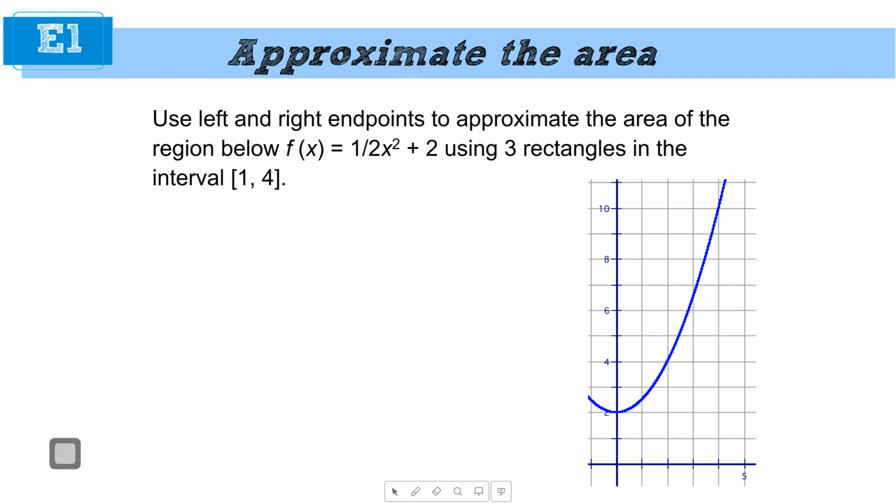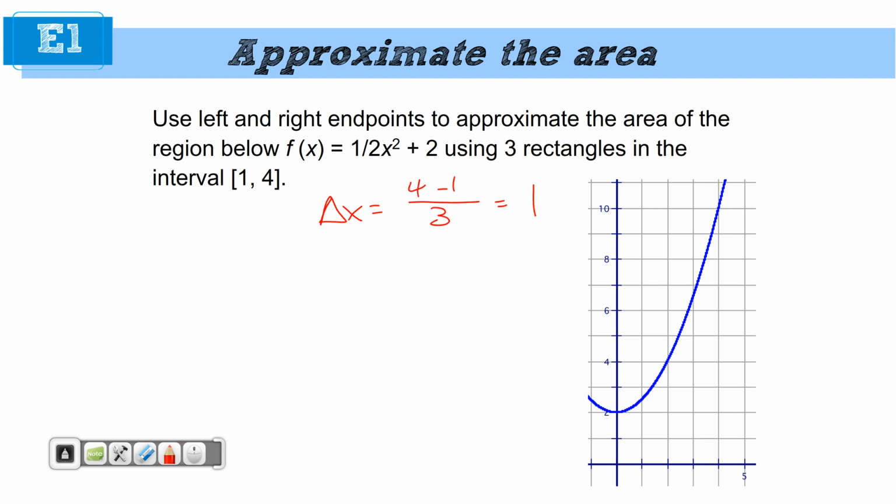They've got a function. Sometimes you'll know the function, sometimes you won't, depending on what information they give you. Using left and right hand endpoints, approximate the area of the region below 1/2 x squared plus 2 using 3 rectangles in an interval from 1 to 4. Okay, so KISS method first, keep it simple. What's delta x? 4 minus 1 divided by 3, which is 1.